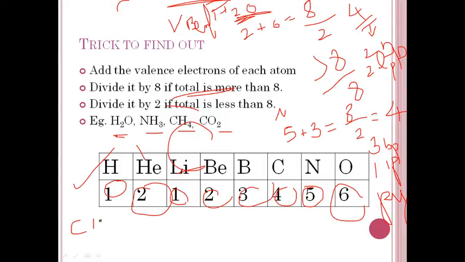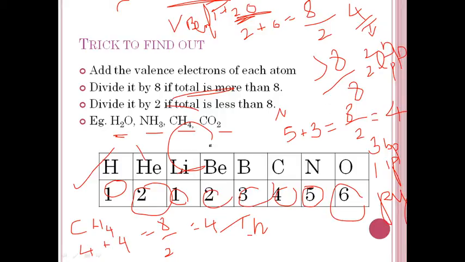CH4. What are the valence electrons for carbon? Carbon is 4. 4 plus how many hydrogens? 4. So this is also 8. 8 by 2, so totally 4. This is also 4. But how many atoms do you have here? 5 atoms. So 4 bond pairs possible or not? Yes, possible. So 4 bond pairs means the shape is going to be tetrahedral. The symbol for tetrahedral is TH. That's why I am writing TH.